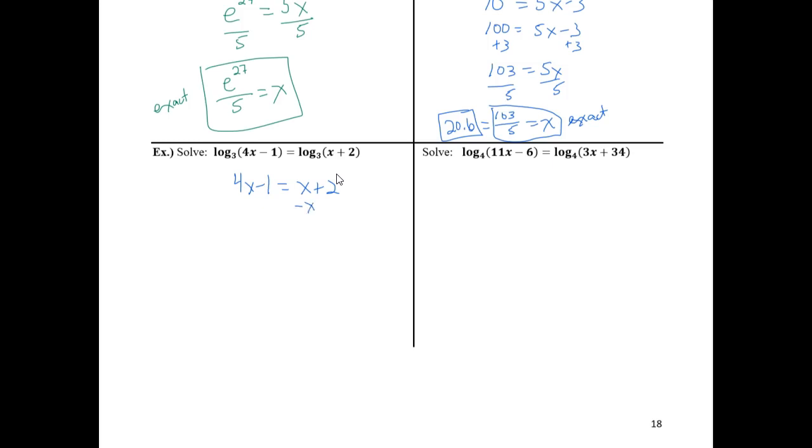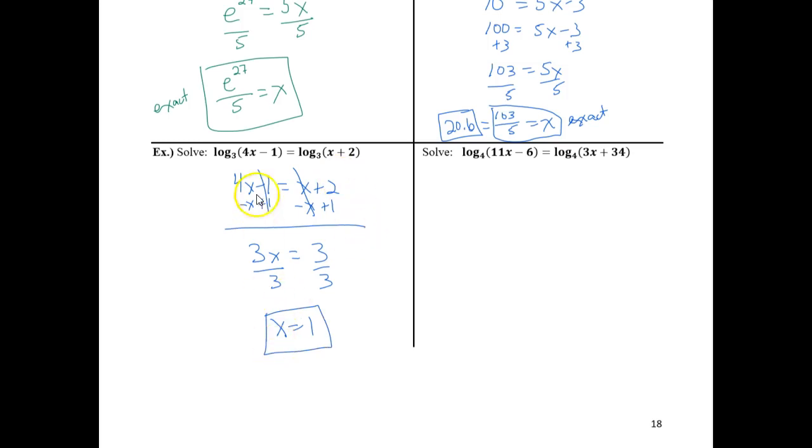So I subtract x from both sides. If I move my x to the left-hand side, I'm going to move my constant to the right-hand side. And now I have 4x minus x is 3x. 1 minus 1 is 0. That will equal x minus x is 0. 2 plus 1 is 3. I undo the multiplication with division, and x has to equal 1.